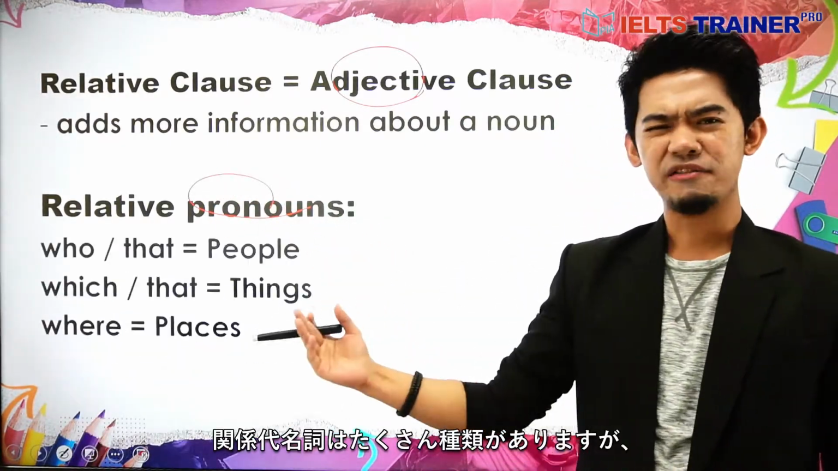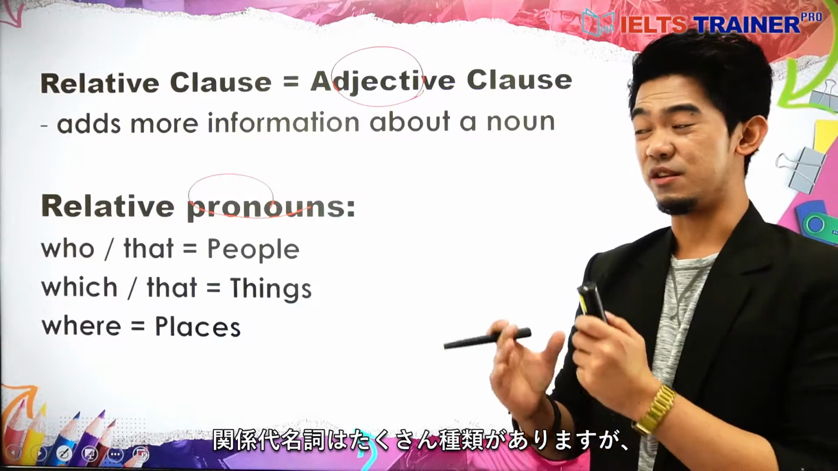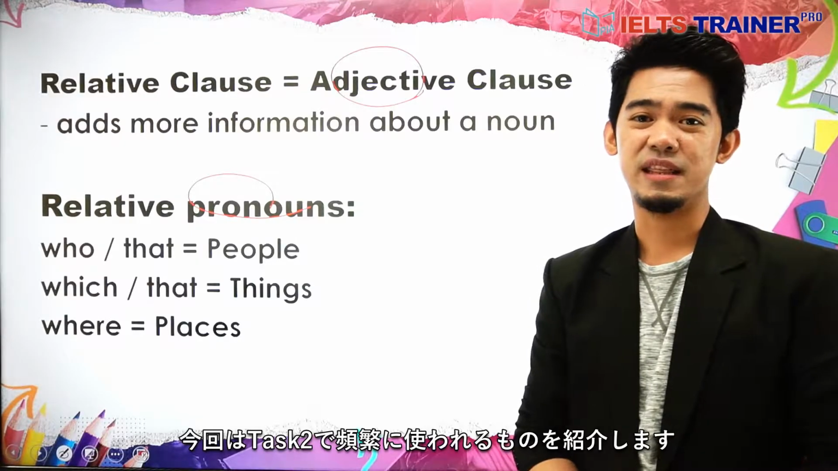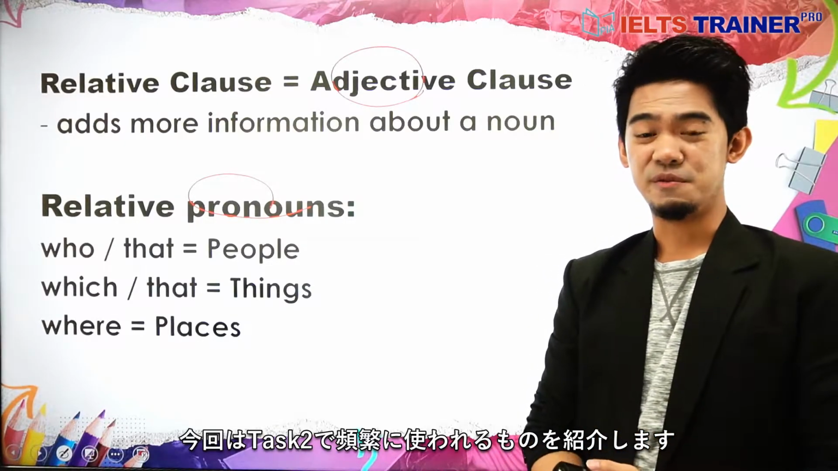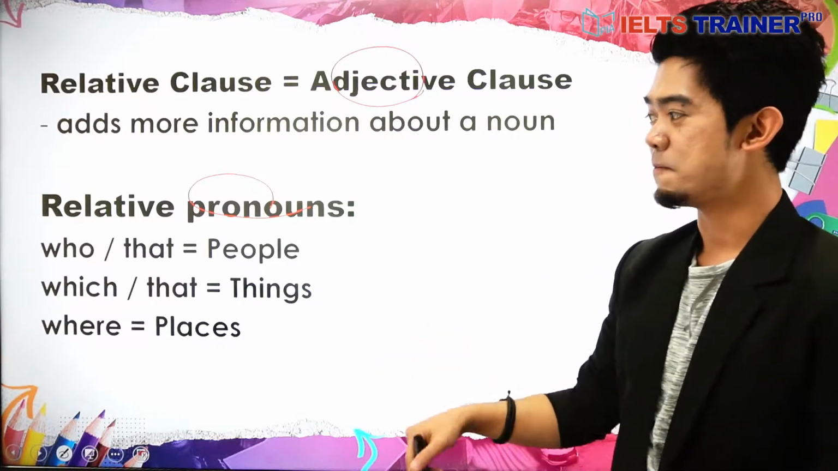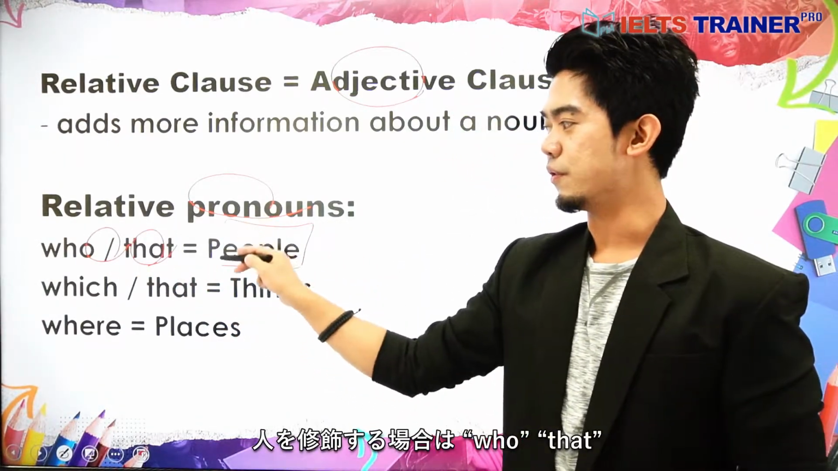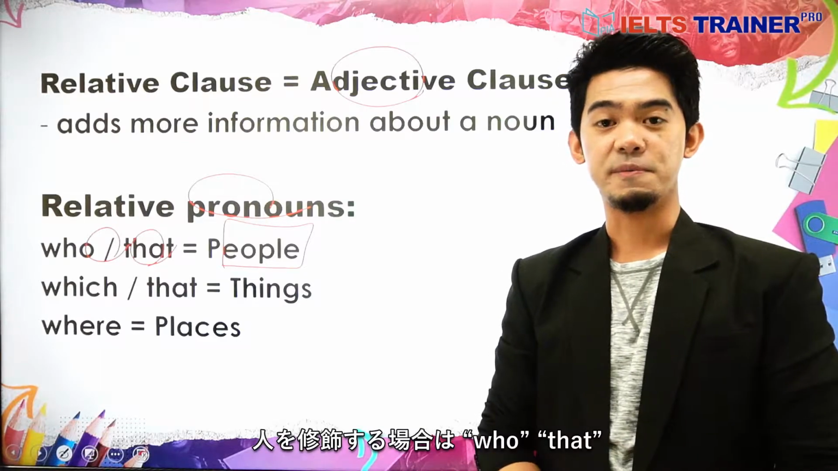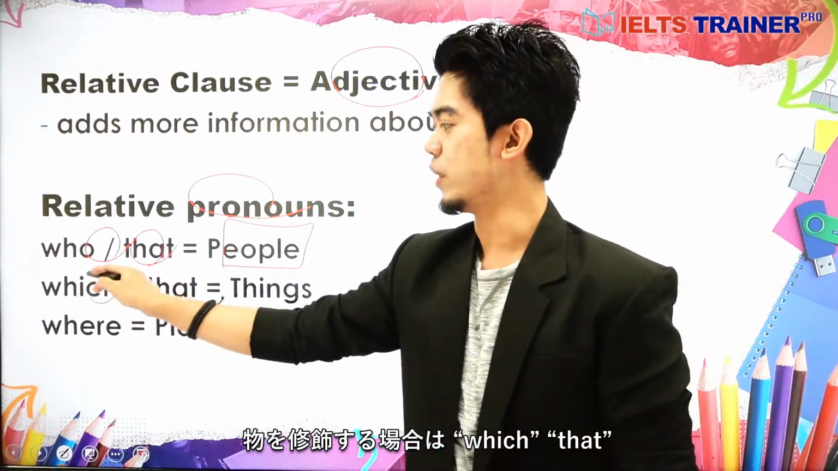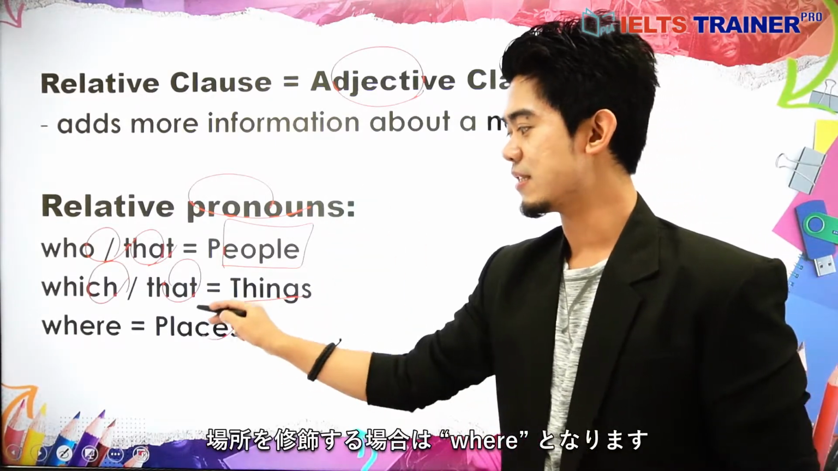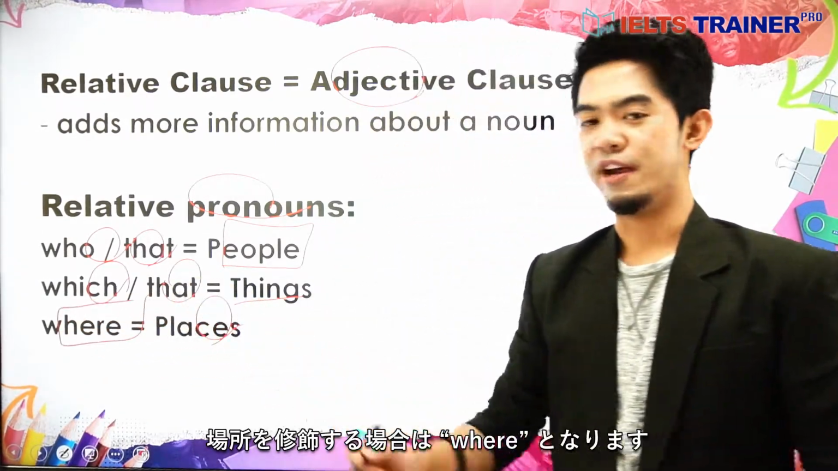We have a lot of relative pronouns, but I'm just going to present some that are very common in Writing Task 2. These are that and who if we want to describe people or a person. We also use which and that to describe things, and for places we use where.